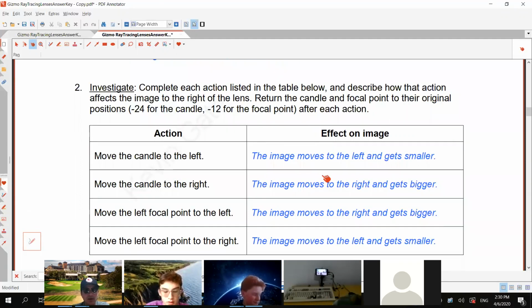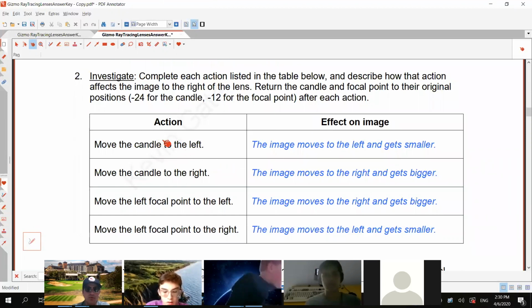Awesome. Question two asks you to investigate what would happen when you moved the candle around or moved the focal point. With the candle in its original position at 24 and the focal point at 12, it asks you to move the candle to the left and observe what happened to the image. The effect on the image you should have seen was that the image moves to the left and gets smaller.